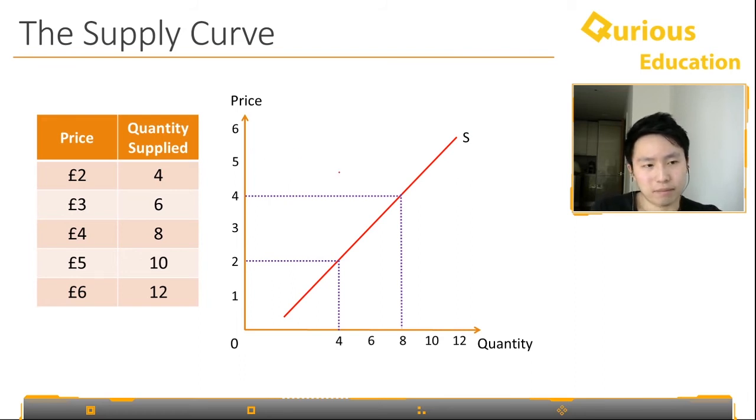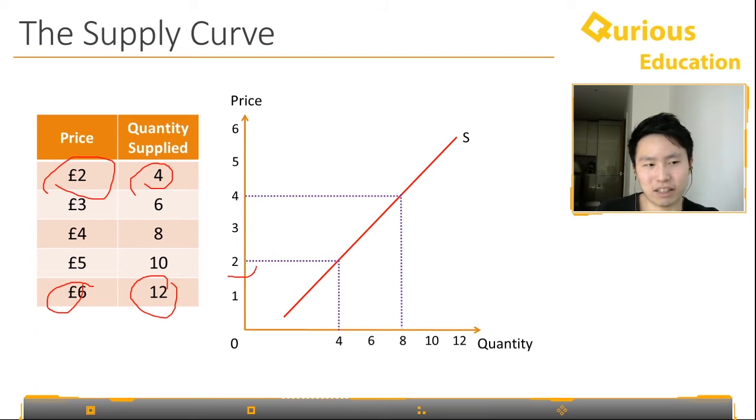So a normal supply curve: if the market price for the good is low, say £2, then you won't supply a lot of the good because you won't be able to make a profit from it, or you can make very little profit from it. If the market price is high, you tend to be able to supply more of the good. So this is called the law of supply.